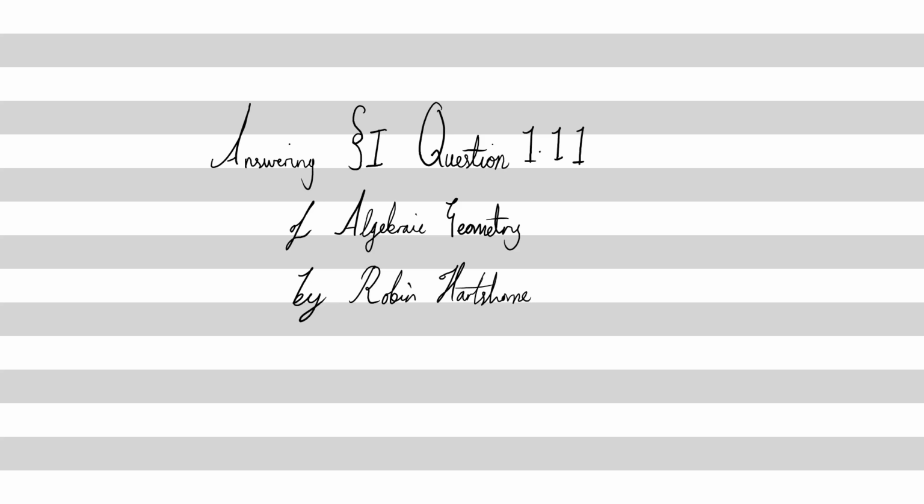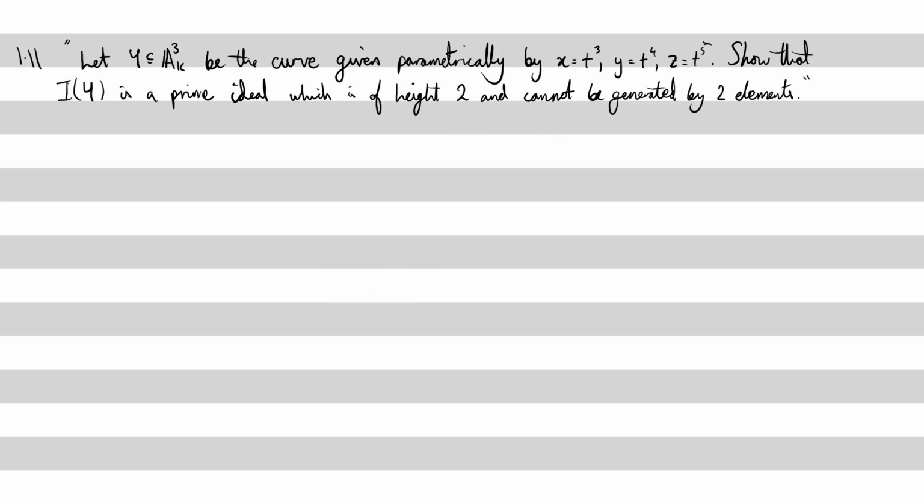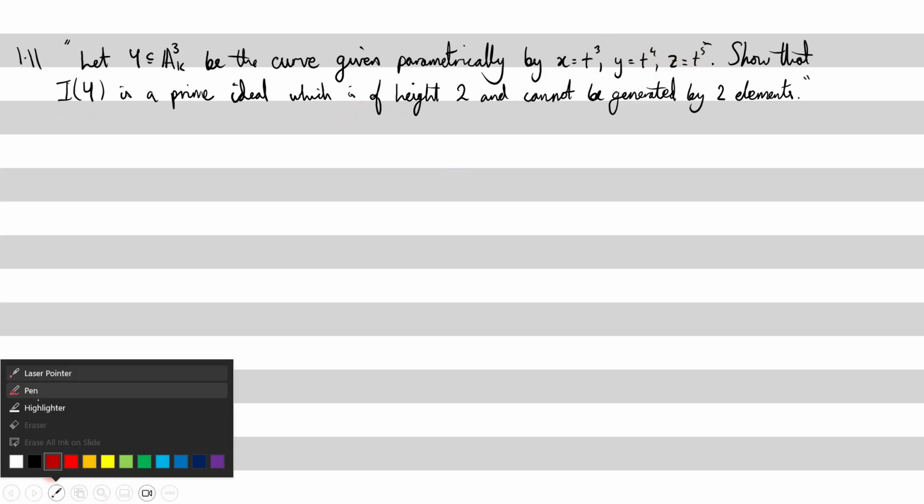Hello and welcome back to me answering questions from Robin Hartshorne's Algebraic Geometry. Today I will be doing section 1, question 1.11. This question asks us to show that the ideal generated by the curve t cubed, t to the fourth, t to the fifth is a prime ideal of height 2 which cannot be generated by two elements.